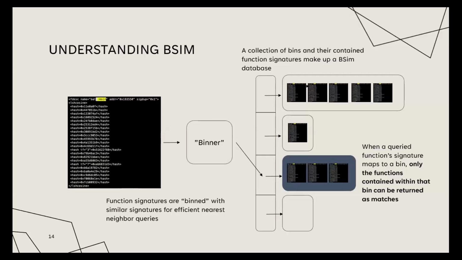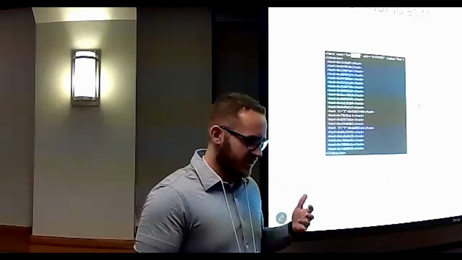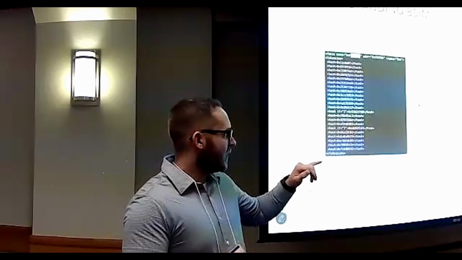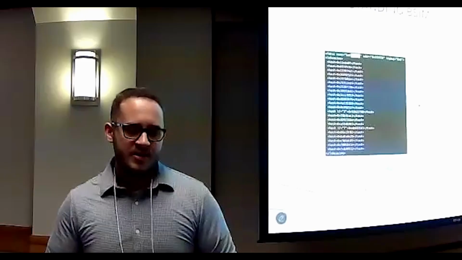So after features are gathered for every single function, they're stored according to LSH. BSim uses an internal proprietary hashing algorithm. The goal of LSH is to put similar things together and put dissimilar things as far apart as possible. So they have a specific implementation of this that they use. Really what you need to know is that if a function is within a bin with other functions, it is seen as similar to BSim.